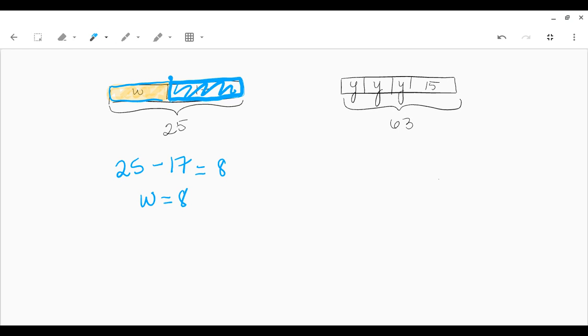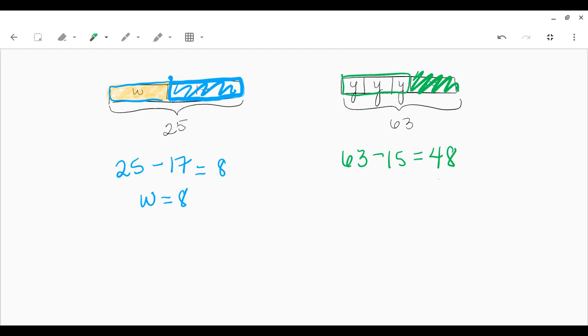I want to only know what this part of my tape diagram is worth. I know the whole thing is 63, but just that green section, I need to figure out what that is. So I'm going to start by getting rid of that 15. And to do that, I need to take 63 and subtract 15. Okay, I do 63 minus 15 and I get my answer of 48.